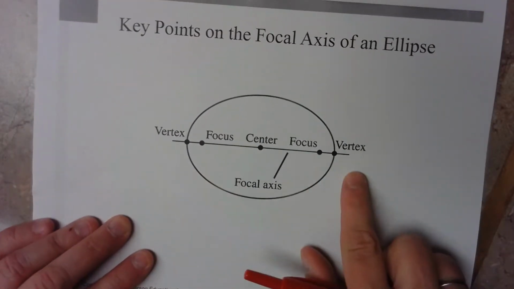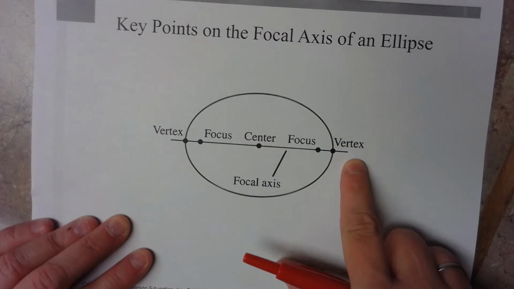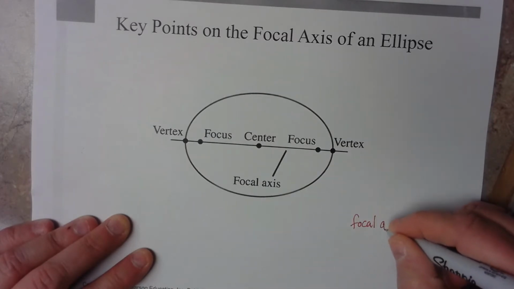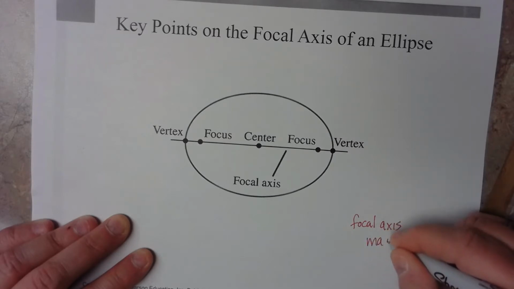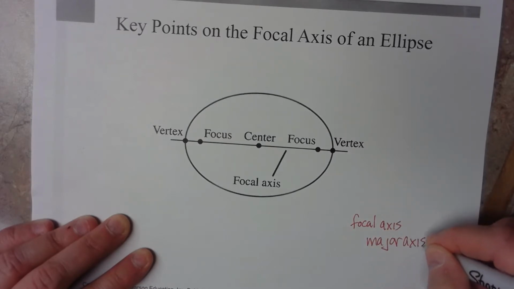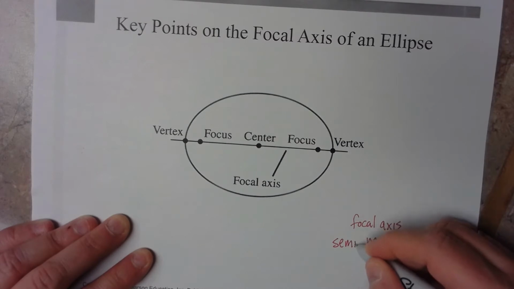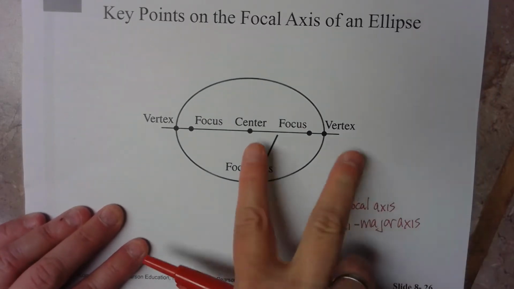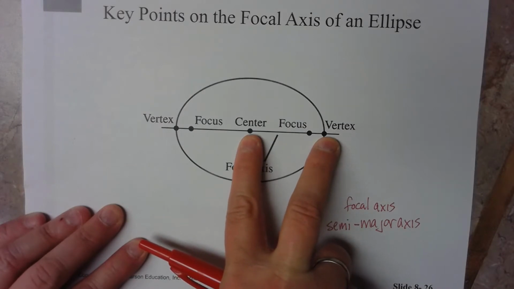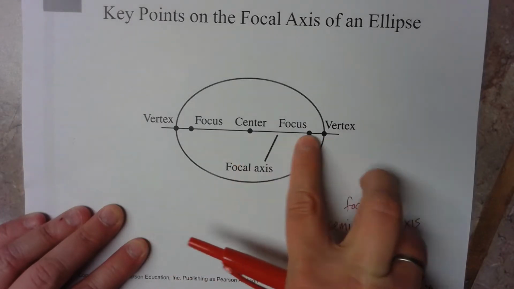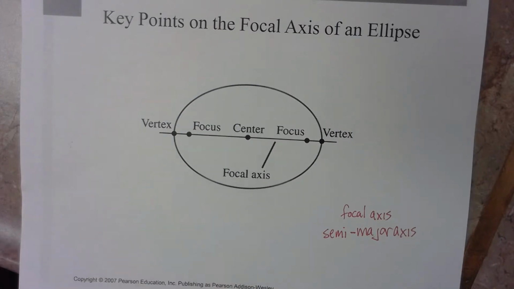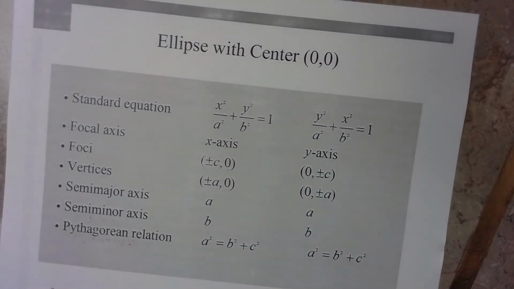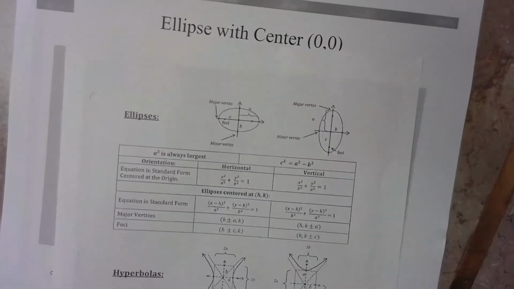So this is pretty much what I just drew. Here's the focal axis. That's also the major axis. So focal axis is the same thing as major axis. Now if they use the term semi-major axis, a semicircle is half of a circle, so from the center to the vertex would be the semi-major axis. This is on your formula sheet.